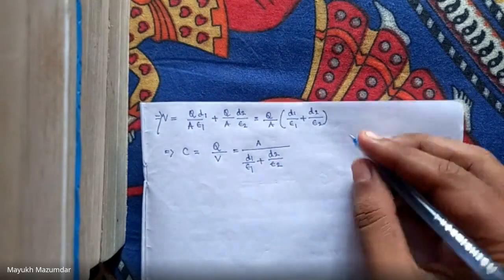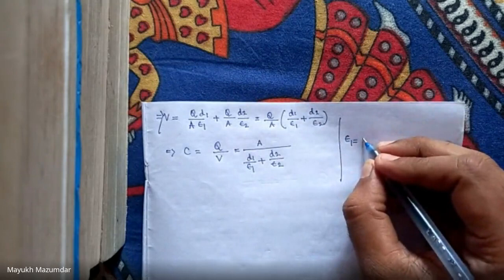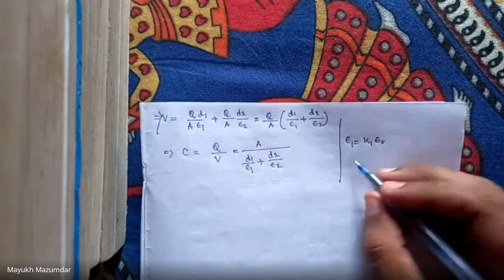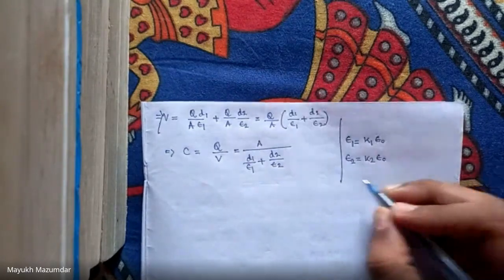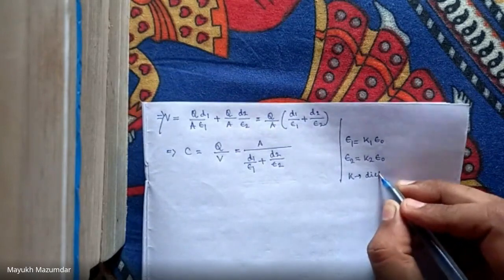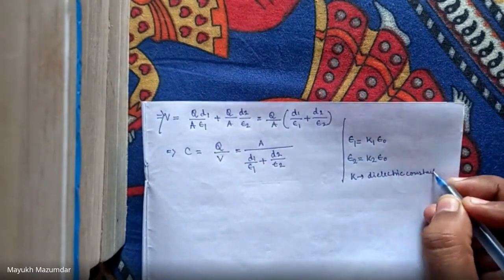Okay, now we know that epsilon 1 can be written as k1 epsilon 0, in terms of the dielectric constant of that medium, where k stands for the dielectric constant. Isn't it? Remember that formula?